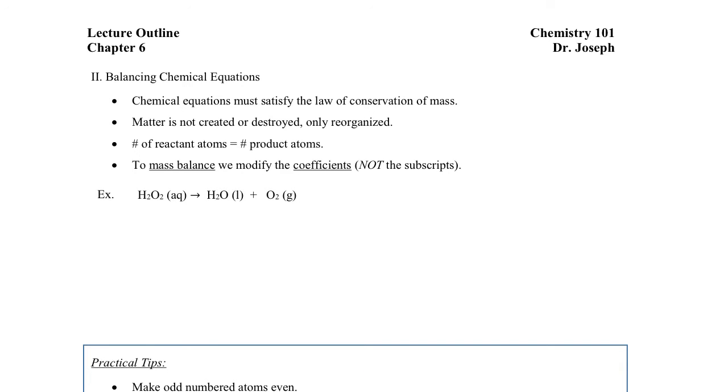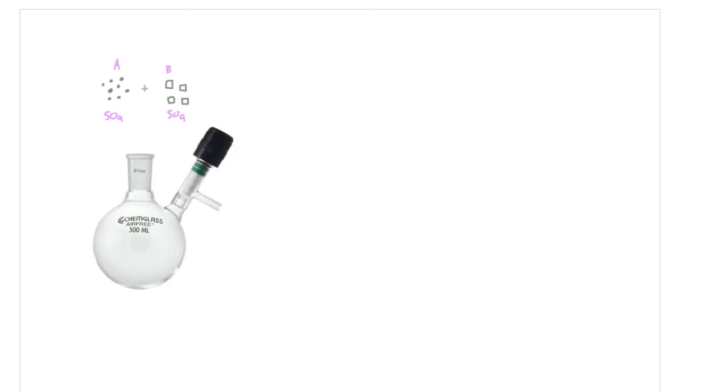Okay, so we're going to learn about balancing chemical equations here in part 2 of the chapter 6 notes. What we're talking about here is the law of conservation of mass. To help you visualize the conservation of mass and what we're doing when we balance chemical equations, let's start first with a diagram, and then we can adapt this to an example chemical equation.